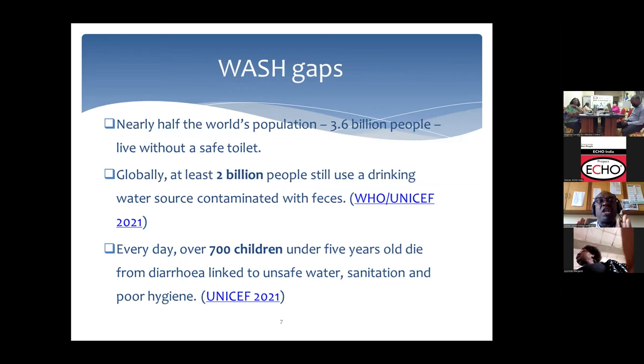Now, I mentioned gaps, and my co-panelists already also highlighted some of them. But worthy of note is the fact that nearly half of the world's population, which is about 3.6 billion people, live without a safe toilet. And globally, at least 2 million people still use drinking water from contaminated sources. And about 700 children under the age of 5 years die with diarrhea diseases linked to unsafe WASH.